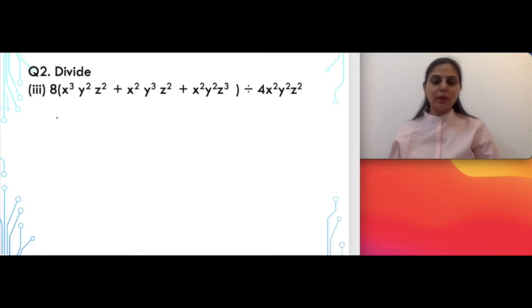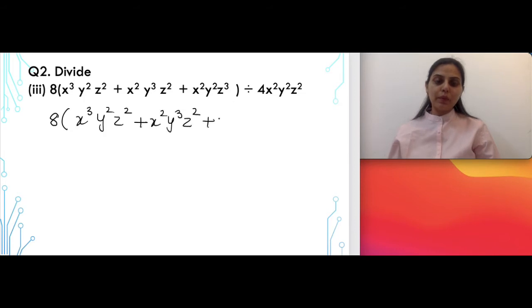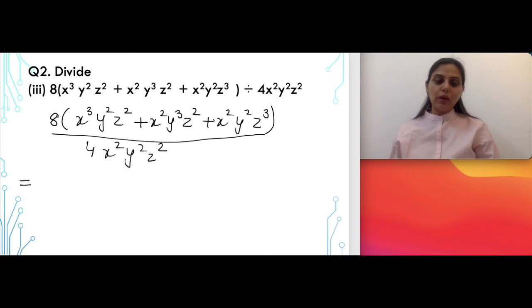So let's write the term in fraction form first of all. 8 multiplied by x cube y square z square plus x square y cube z square plus x square y square z cube. The whole term is divided by 4 x square y square z square. Now from the numerator, from each of these terms, we can take out x, y and z common. Whatever is the smallest power of x, that you are supposed to take out common.